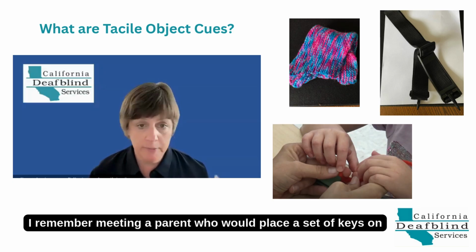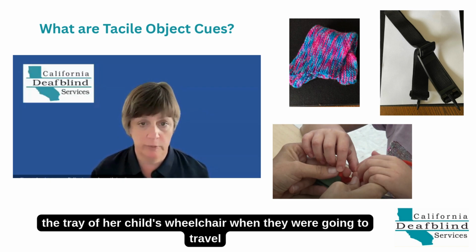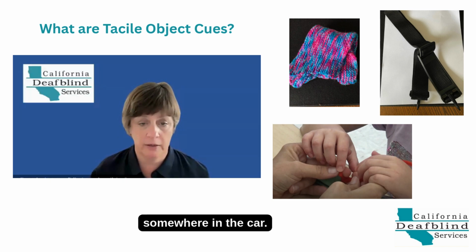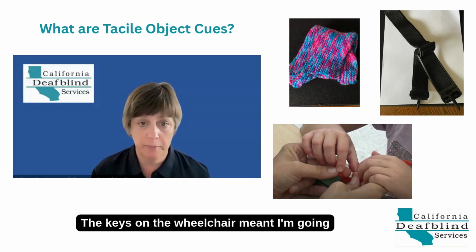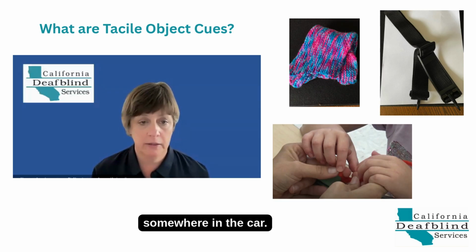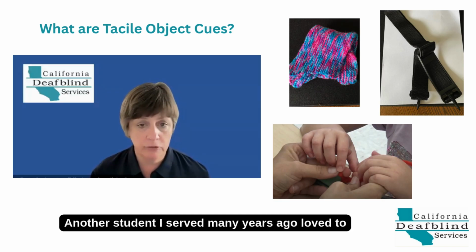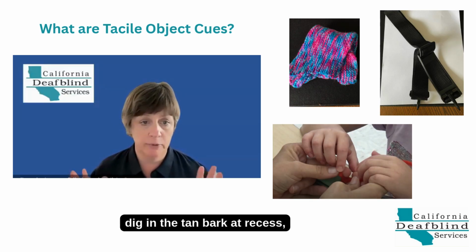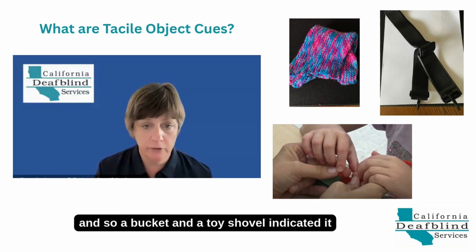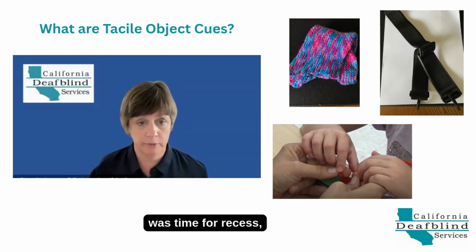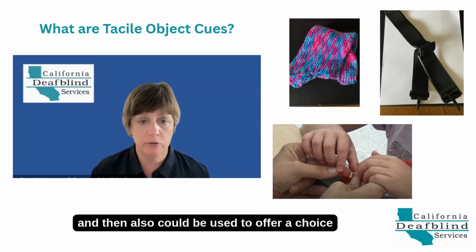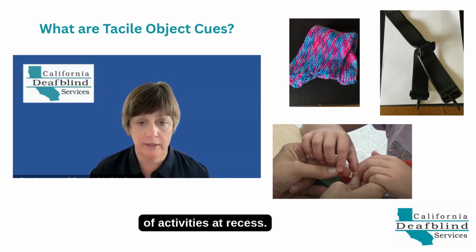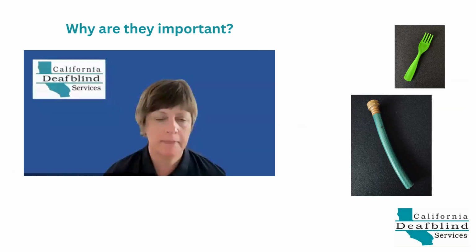For instance, I remember meeting a parent who would place a set of keys on the tray of her child's wheelchair when they were going to travel somewhere in the car. The keys on the wheelchair meant I'm going somewhere in the car. Another student I served many years ago loved to dig in the tan bark at recess. And so a bucket and a toy shovel indicated it was time for recess, and then also could be used to offer a choice of activities at recess.